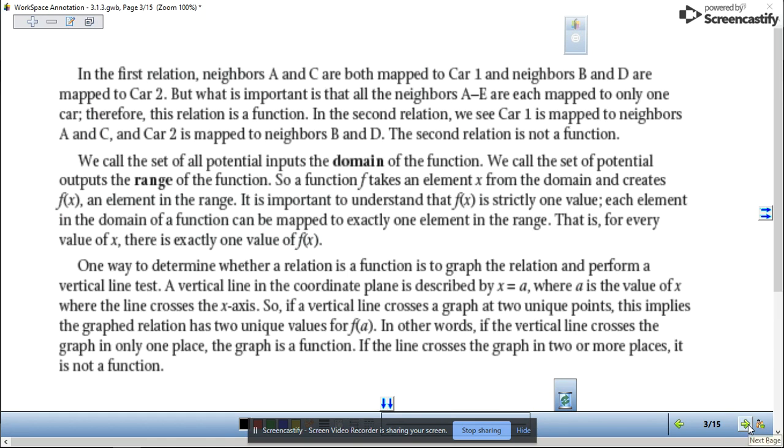All right, so this is just going through it. Make sure you pause and read this paragraph right here. It talks about domain and range and what those are, and that is extremely important. And down here, we're talking about one way to test and see if it's a function, which is to use the vertical line test.